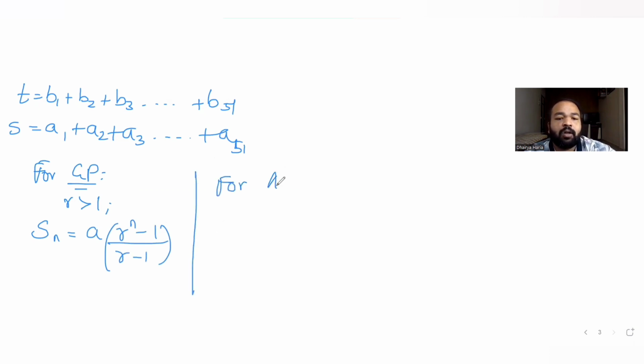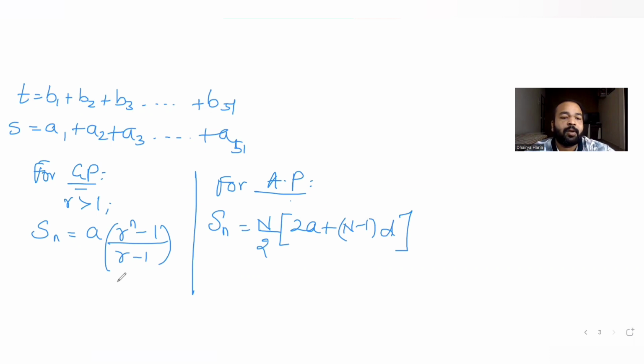And for arithmetic progression, when I have the sum of terms, that is the number of terms divided by 2, times 2 times the first term plus n minus 1 times the difference. So if I apply both of these ideas, the first term, here we know the common ratio is 2. Here we do not know, it is some common difference d, right? So if I apply those two ideas here, the sum of all the terms we know is t.